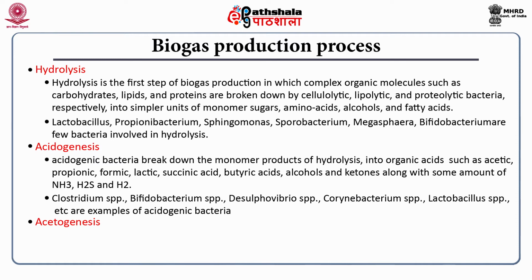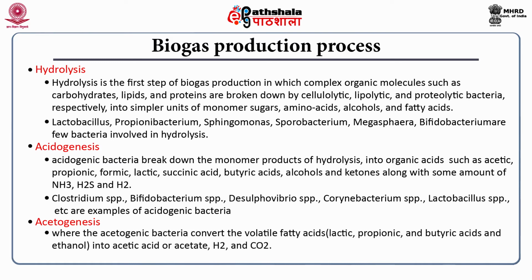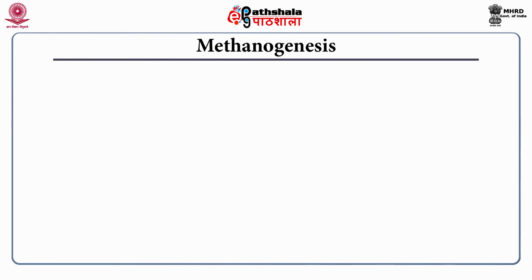After acidogenesis, the acetogenic bacteria convert volatile fatty acids like lactic, propionic and butyric acids into acetic acid or acetate, along with CO2 and H2, that is carbon dioxide and hydrogen. Syntrobacter wolinii and Syntrophomonas wolfei are acetogenic bacteria. Methanogenesis is the most important step in biogas production.